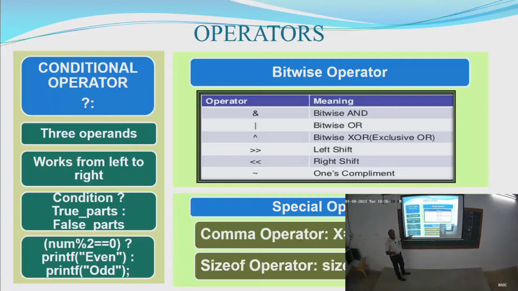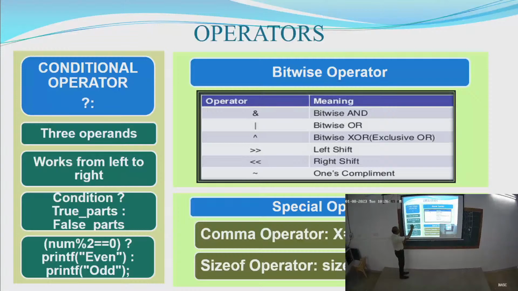Okay. Suppose I give the value 5 instead of 4. Then 5 modulus 2 gives 1. That is, 1 equal to 0 means not equal, so the condition is false. So it will print odd number. So it is a ternary operator, with the operators question mark and colon.